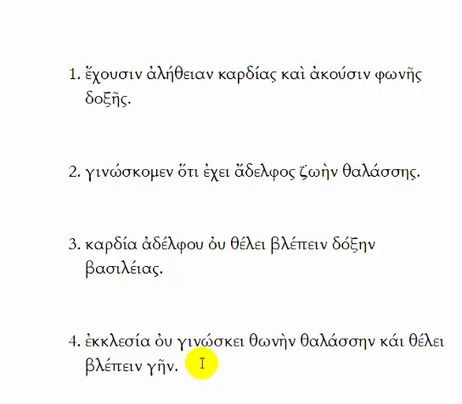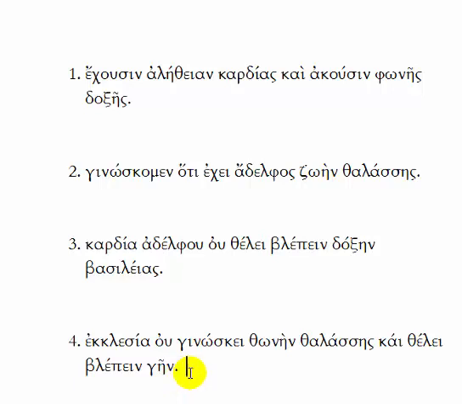So ekklesia ou ginoske. Ginosko is the verb for know. Phonein, the verb for sound or voice. Thalasein, the verb for see. It looks like I've screwed this up here. Let me fix that. Yeah, there we go. Sorry about that. Kai thele blepein gain. Thele is a verb for wish. Blepein, the verb to see. Gen is the word for land.